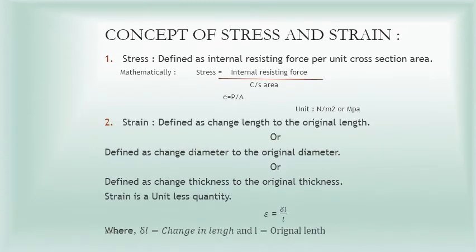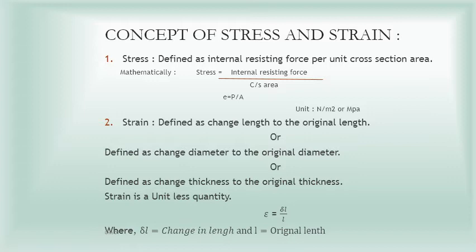The next point is the concept of stress and strain. Stress and strain are physical properties of a material when it is put under a load. Let's define these 2 properties. The first one is stress. It is defined as internal resisting force per unit cross-sectional area. So mathematically, stress is equal to internal resisting force P divided by cross-sectional area A.